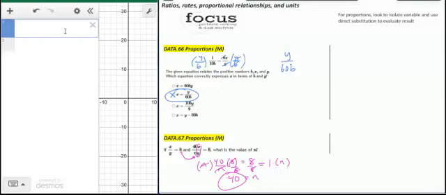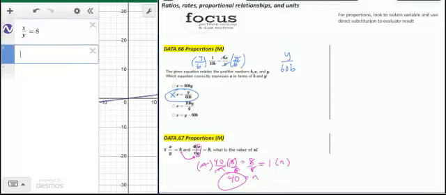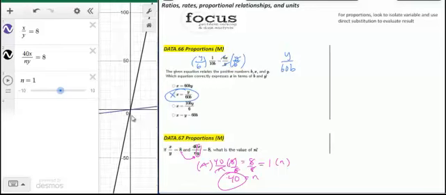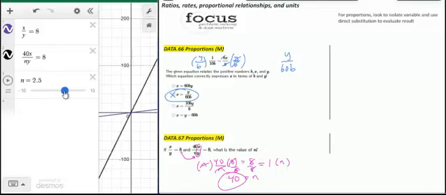You could also type this into your calculator and write each equation separately. So x over y is equal to 8 gives you one graph, and then 40x over ny is equal to 8 gives you a second line. Create a slider. Again, we want to find the value of n, so we're testing what value of n makes these two lines equal the same thing. So we see that they get closer and closer.